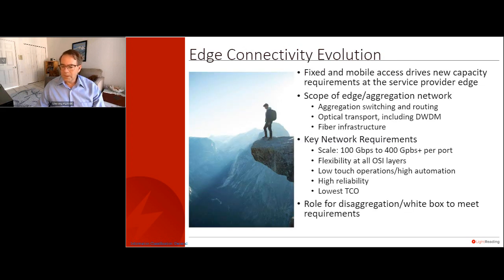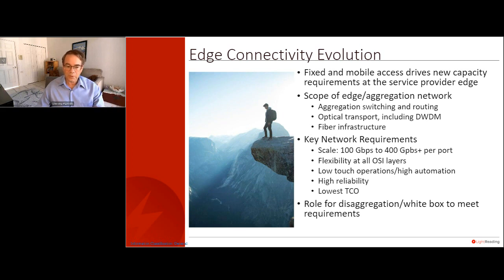So what does that mean for our topic, which is the edge of the network, the service provider edge, which also encompasses a lot of aggregation of a network. Edge and aggregation tend to go together. We know that the increasing capacity in the access is going to flow through into the edge of the network and require greater capacity in this portion of the network. That's at a minimum. When we talk about edge and aggregation in terms of scope and network elements, or infrastructure, there are several different components to that.